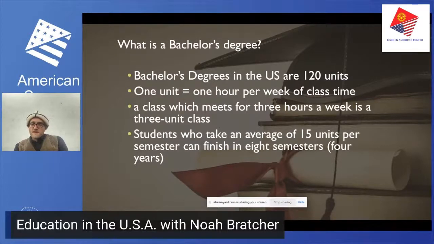So what does this mean? For example, if you take a class in one semester like Introduction to U.S. History, and this class meets 3 times per week for 1 hour each time, then this is a 3-unit class. So usually you take between 4 and 5 classes in a semester, and it's usually an average of about 15 units. So if you take 15 units per semester, you can finish your whole bachelor's degree in 8 semesters, which is 4 years.